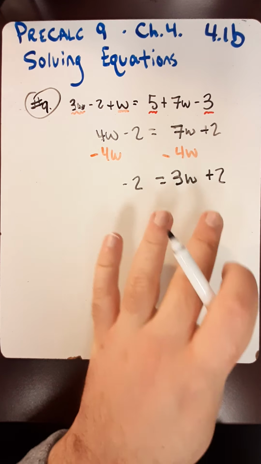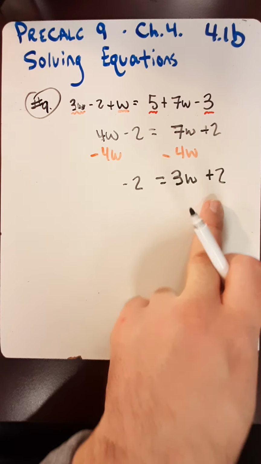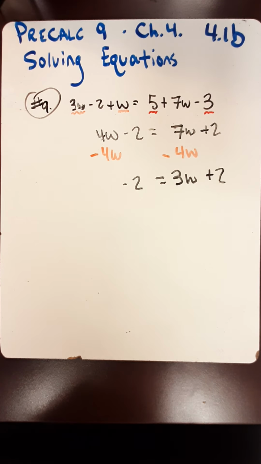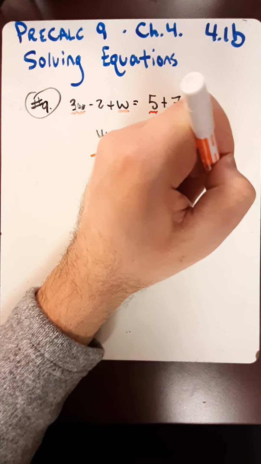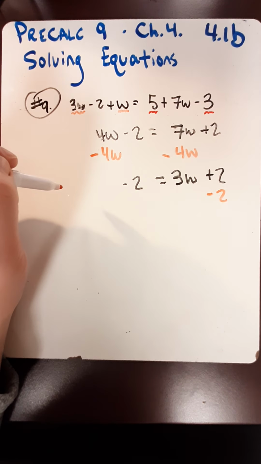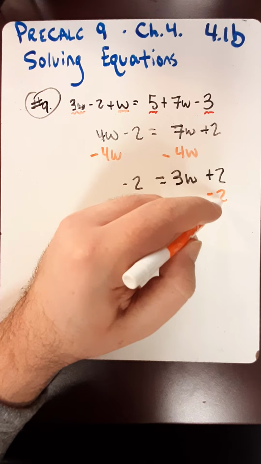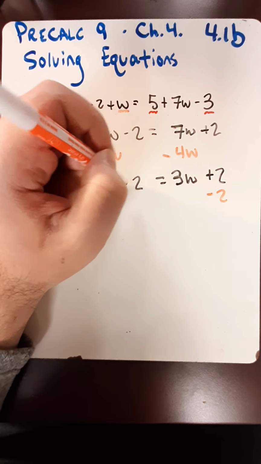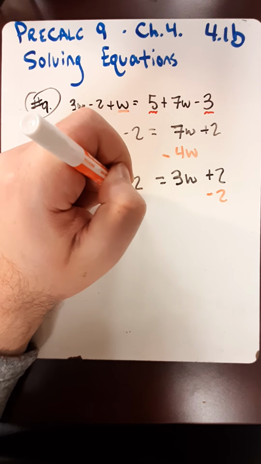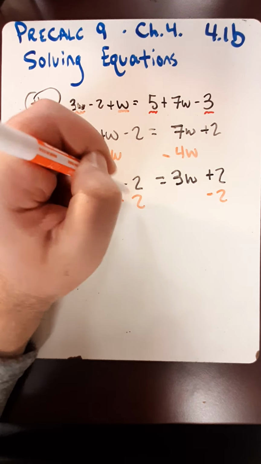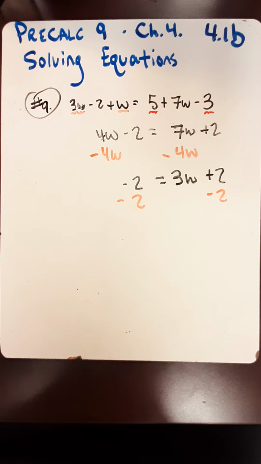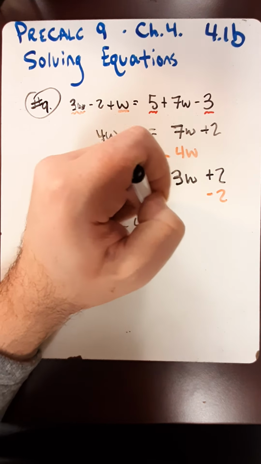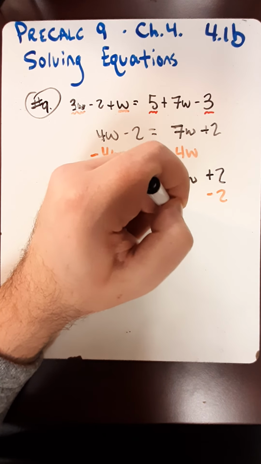Okay, and now let's see if I can get this constant term to this side. Minus 2. Okay, so 2 minus 2 is 0, so they'll cancel. And then to keep the equation equal, I'll also minus 2 on the left-hand side. And that gives us minus 4 equals 3W.